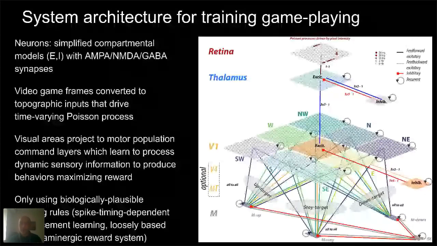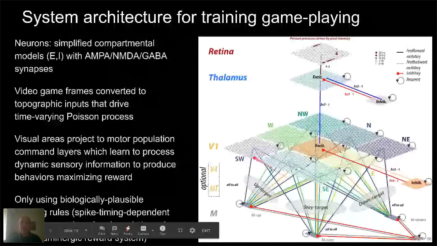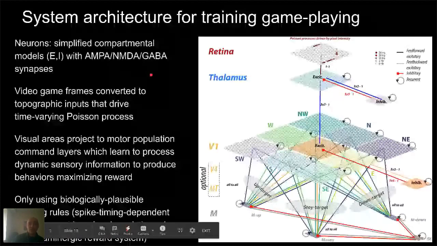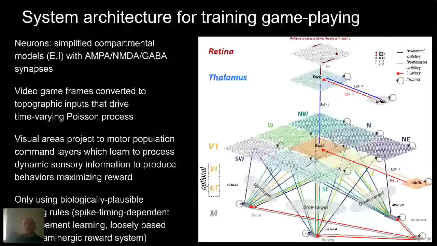And all of these synapses between the visual areas and the motor areas are tuned through learning using the spike time independent reinforcement learning rule, which is loosely based on the dopaminergic reward system. And the neurons in this model are simplified compartmental models. So they have spike times, they have ion channels, and they have more realistic synapses, which allows more realistic dynamics to emerge compared to the commonly used deep learning algorithms.